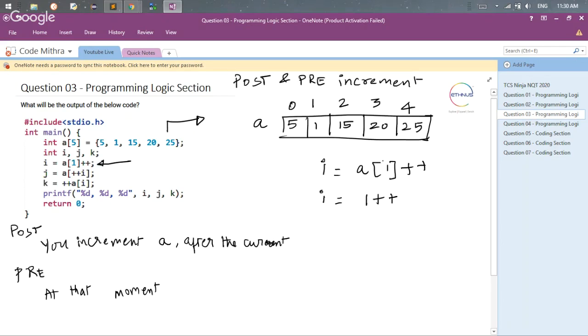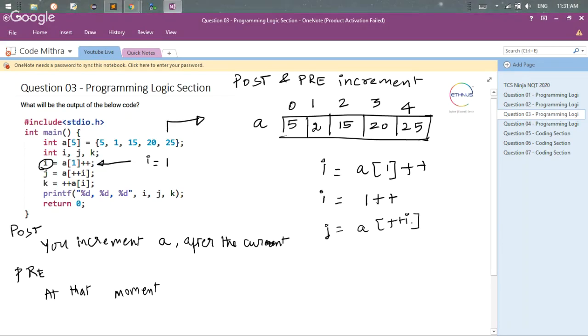Now a[1] will get incremented whenever we are speaking about a after this statement, okay, because that is post increment. So after the current statement only it will get incremented. Before that it will not get incremented. So that means what? The i value will be 1. Here in this line the i value will be 1, but this value will get changed to 2 because we are adding to a[1], so it will get changed to 2, but at this time the i value will be still 1.